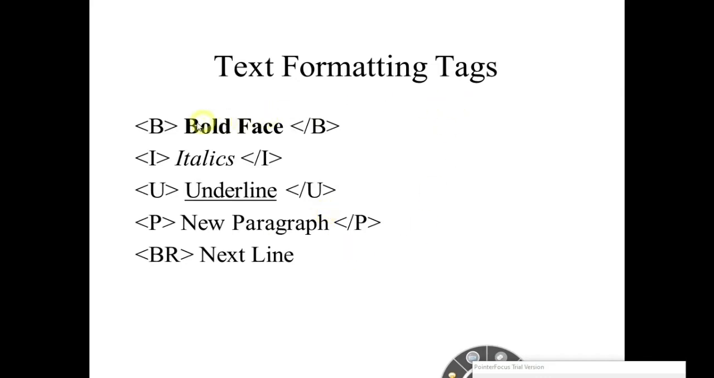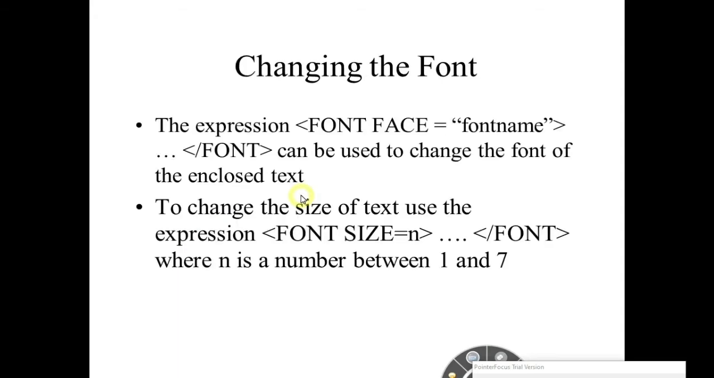Basic text formatting tags. Bold: if you want to bold your letters, you can use the B tag. This is the opening tag, this is the closing tag. Italics and underline: if you want to present underlined text in your website, you can use the U tag, and the closing tag for underline. Paragraph tag P shows a new paragraph with paragraph formatting. BR tag is for the next line. Okay, these are the text format tags available in HTML.